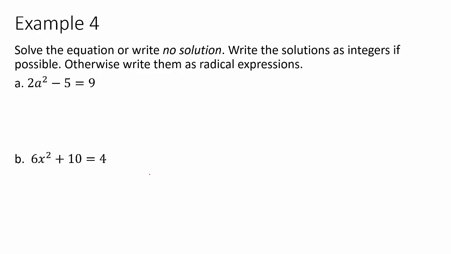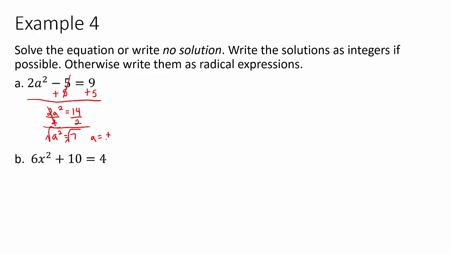So, example 4. We are going to use the same techniques we've been using. We're going to add 5 to both sides and get 2a squared equals 14. Divide by 2 and get a squared equals 7. I'm going to square root both sides. And this is what it's talking about when it says otherwise write them as radical expressions.